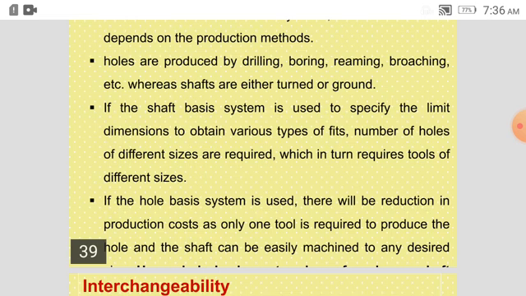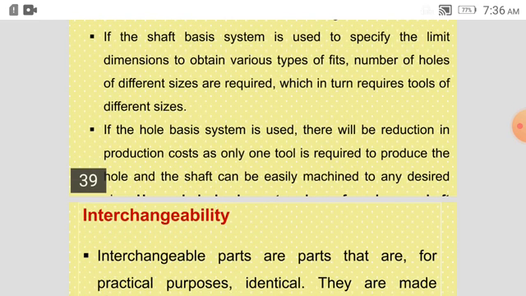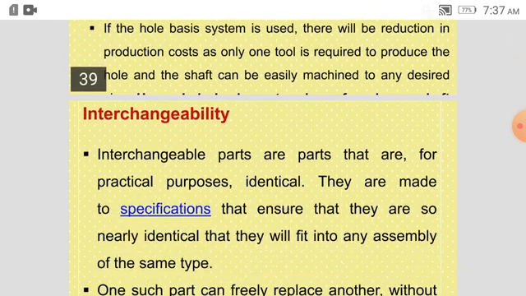But for shaft, we can control the dimension, we can have the various dimensions very easily, and hence if we keep the hole constant, and if we change the dimension of the shaft depending on the fits required, it will be easier, it will be economical, and hence we can say that the hole basis system is reducing the production cost, or it is economical to use.